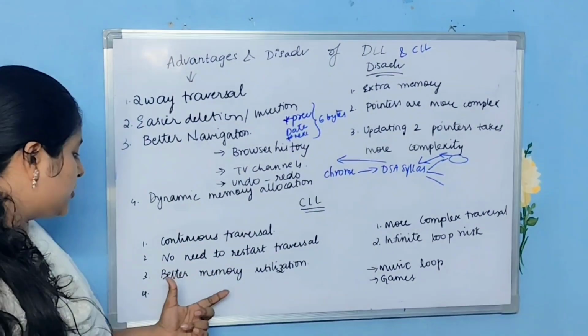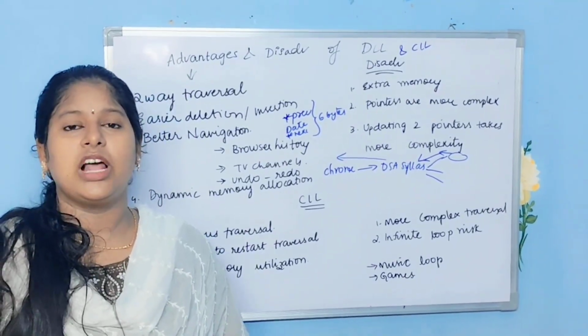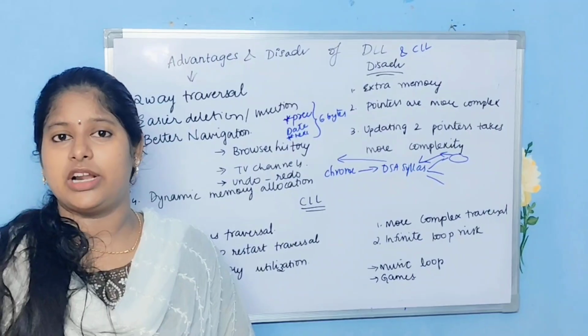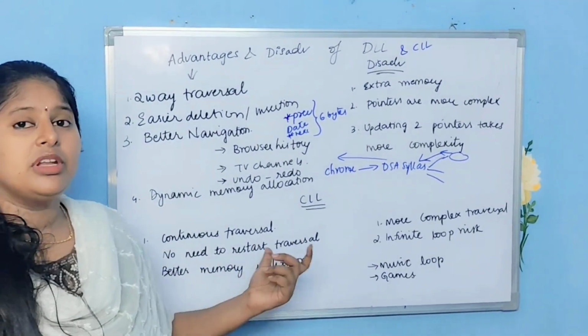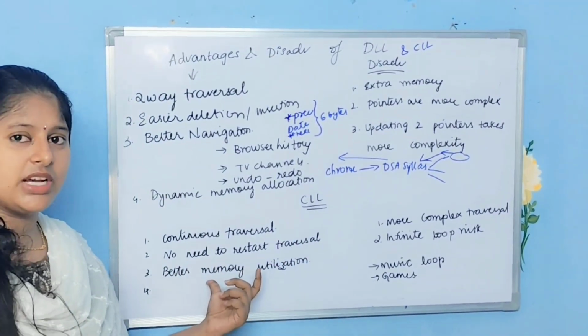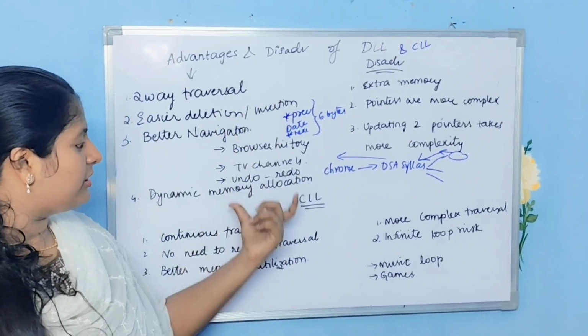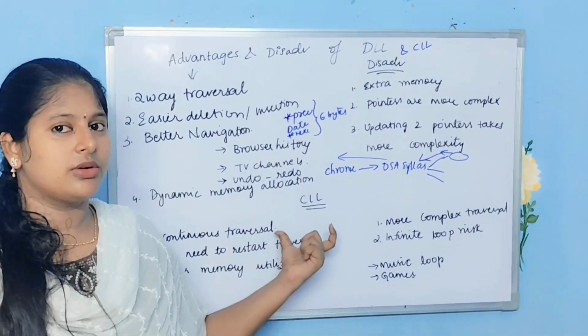Okay. Next one, better memory utilization. Okay, so you need not use the null pointer. That means there is no stop for the traversal, right? So then you will be definitely using the memory well, right? So these are the advantages of circular linked list, and you can also include the advantages of double linked list and single linked list over here.